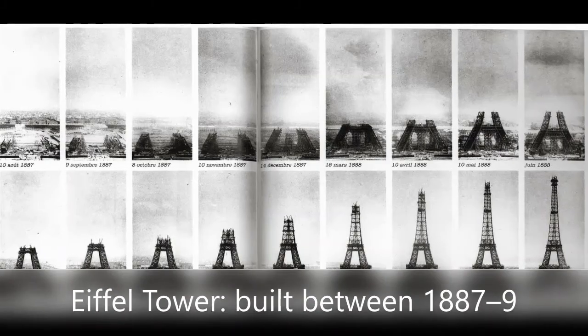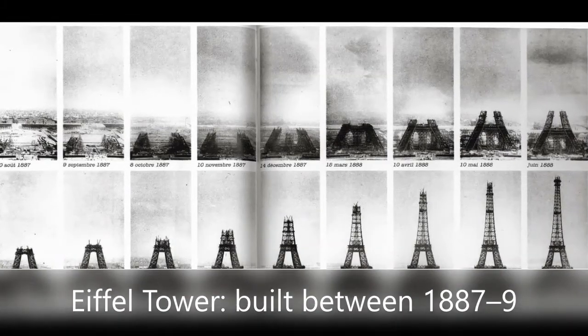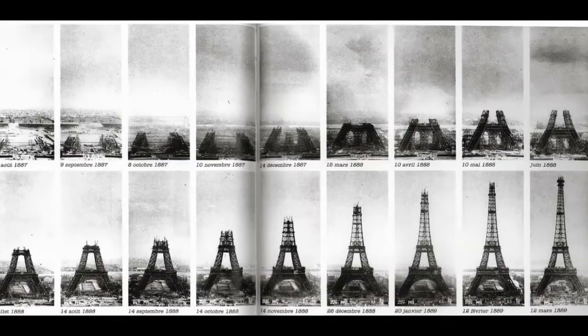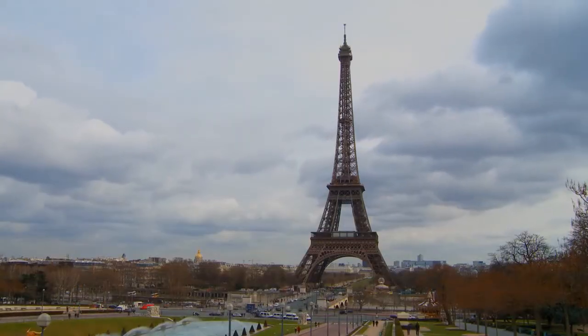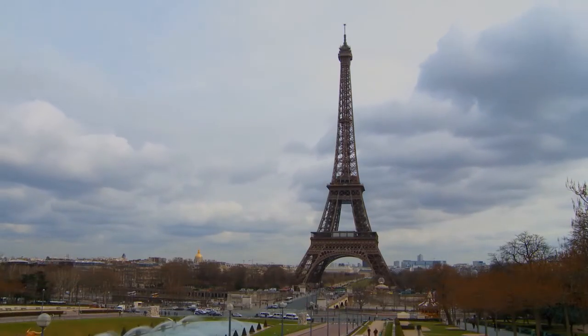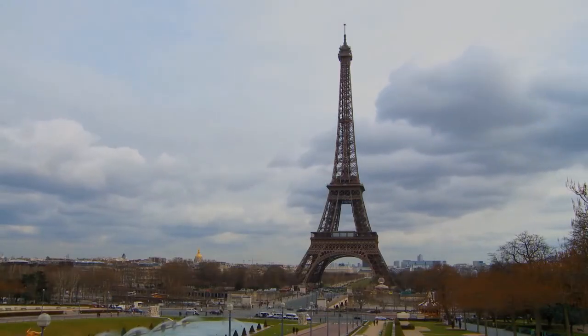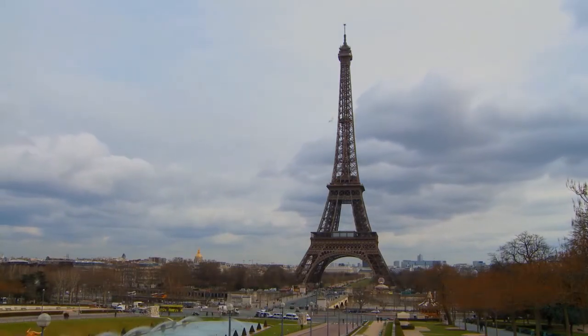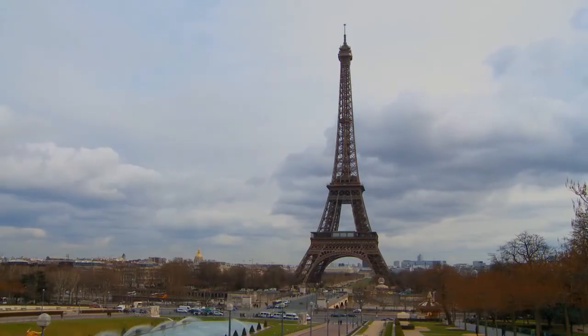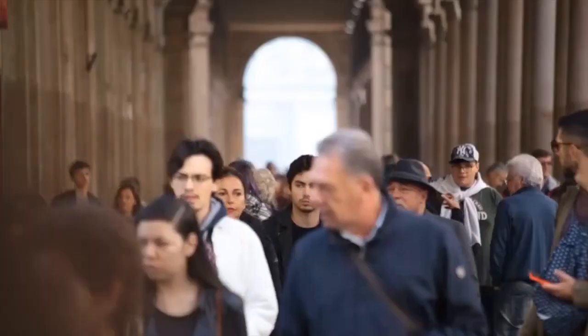Our second example is the Eiffel Tower in Paris, France, which was built between 1887 and 1889. It was constructed for the purpose of showing off France's industrial skill during the 1889 World's Fair, which was held in Paris. The World's Fair was an international event at which countries demonstrated their latest technological achievements to other nations.